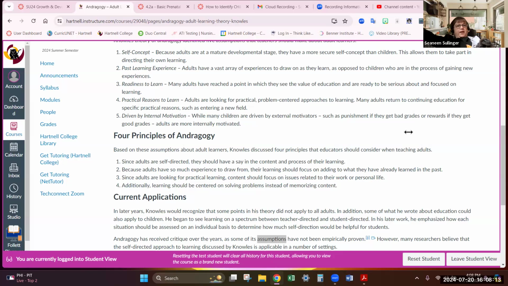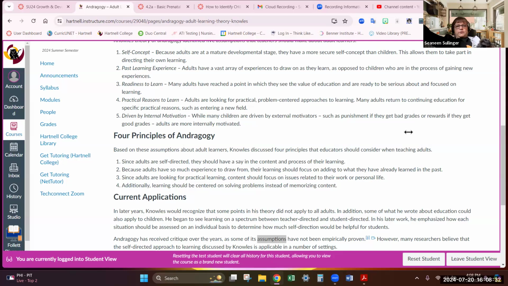And because adults have so much experience, the focus should be on adding to what you've already learned in the past. So that's why I like to do short answer questions, because then hopefully you can draw on something, or I'll ask you, have you experienced this? Do you have experience in this? Or what do you think of this?